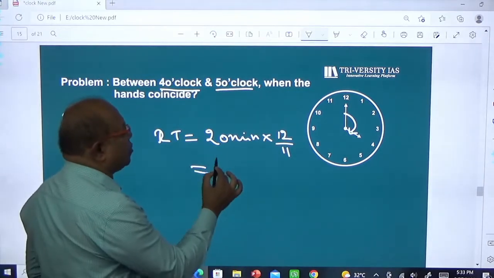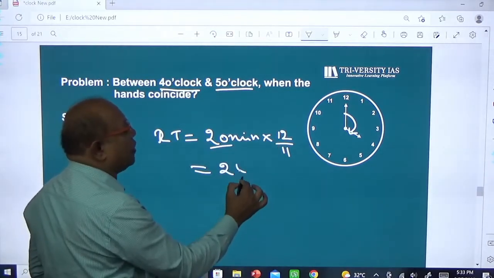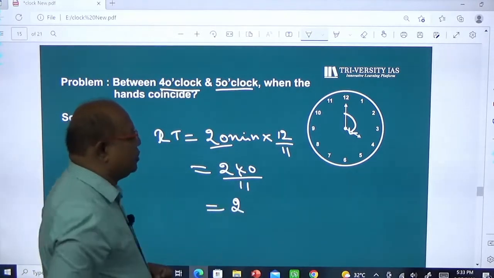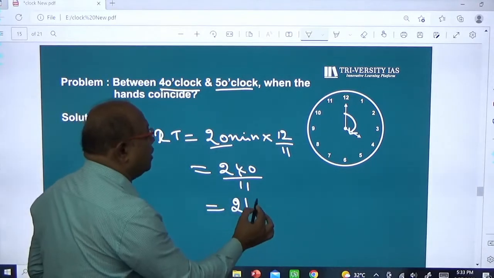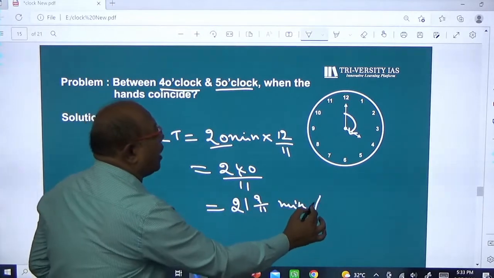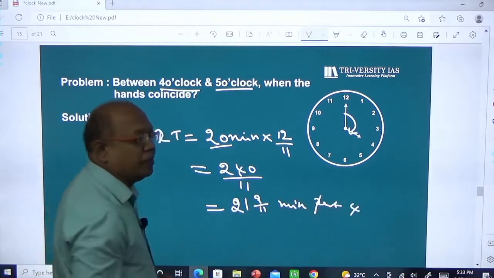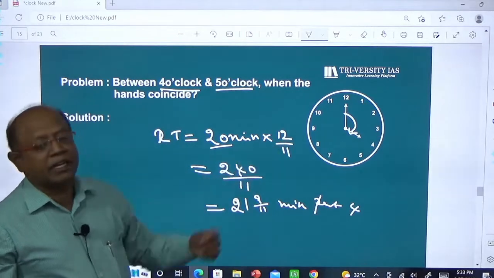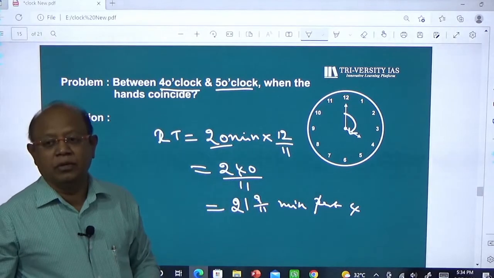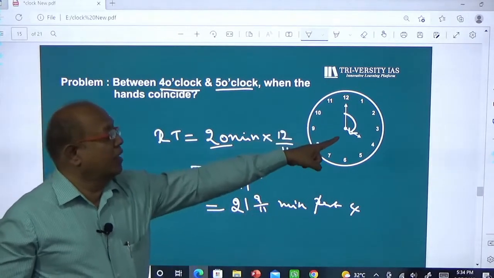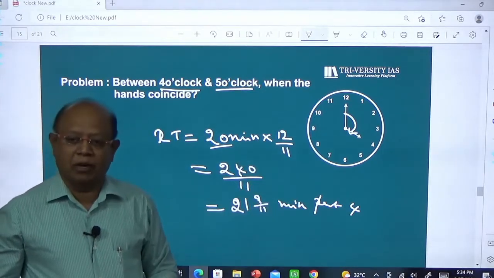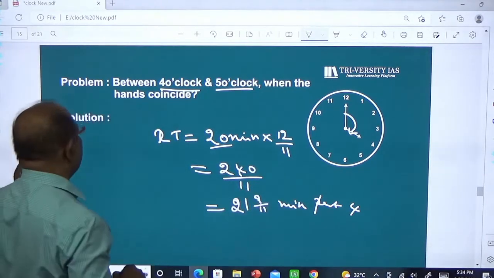That is 20 12s are 240 by 11. Converting it into minutes, 2 11s are 22, again 21, remainder 9 by 11 minutes past 4. That means the coincidence takes place somewhere between 4:21 and 4:22. To see how much is the gap in minutes, you have to multiply by 12 by 11. Okay. Now this is for coincidence.